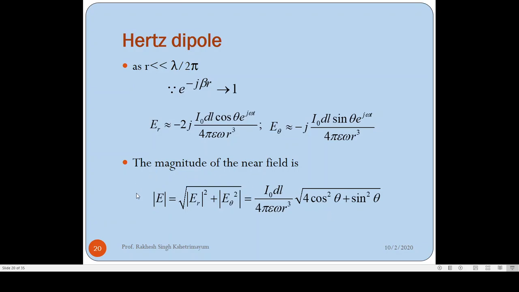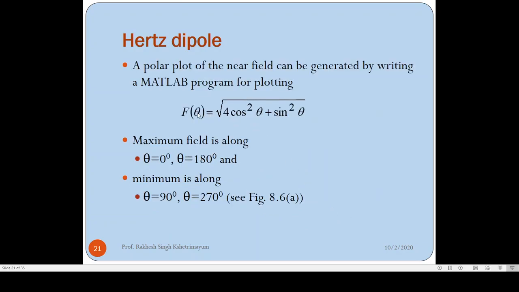If I am interested in plotting the electric field with respect to the variables r, theta and phi, then the dependence on theta will be from this term here. That is basically your field pattern. So look at this expression: f of theta is the square root of 4 cosine square theta plus sin square theta. This will give me the field variation with respect to theta.